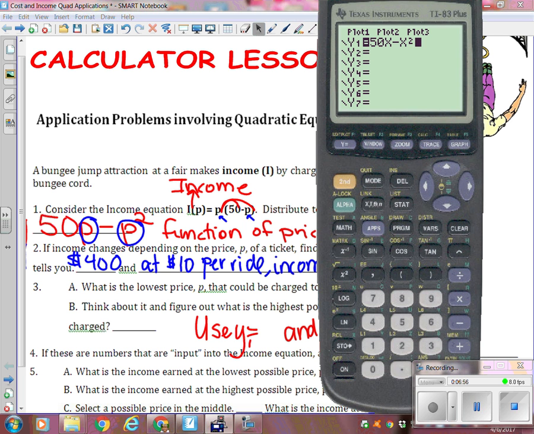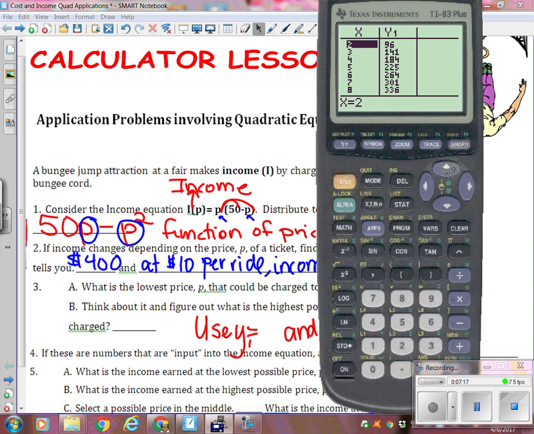Now, we said we were going to use the table. How do you get to the table? Okay, look on the top row. Do you see above the keys? I see graph, trace, zoom, window. Above the keys, one of them says table. Which one? So it's going to be above the graph key, isn't it? So it's going to be second key, graph key, and that takes me to the table.